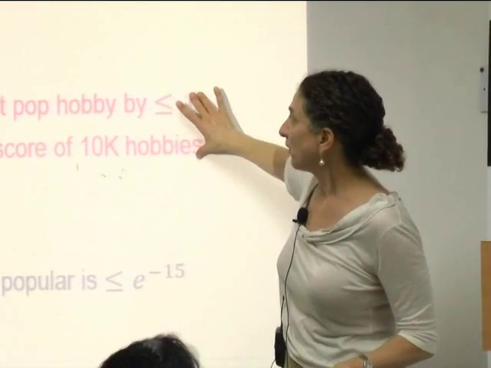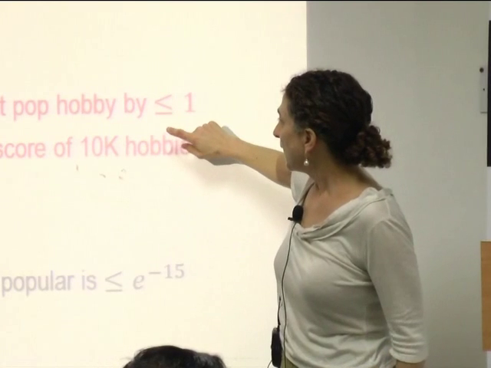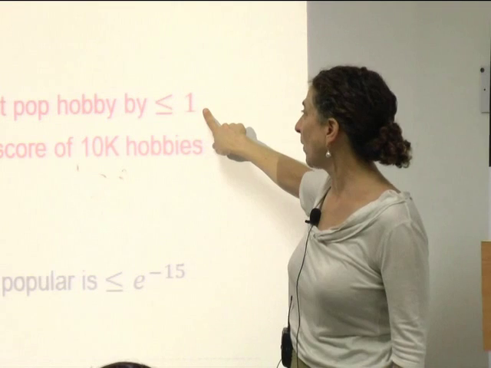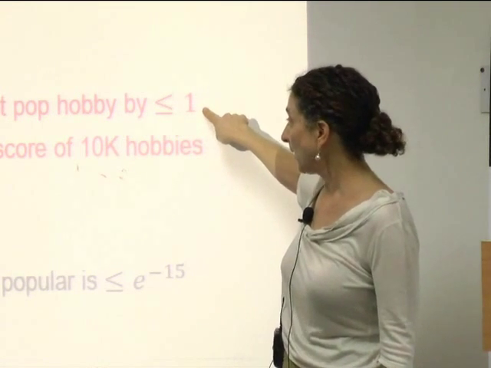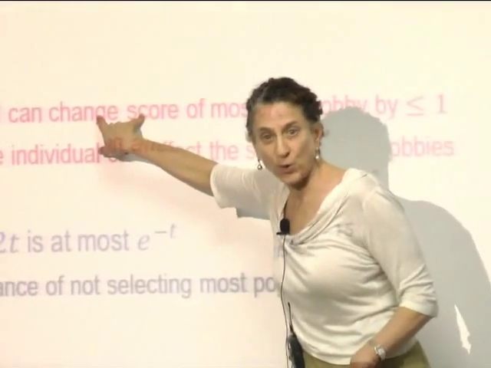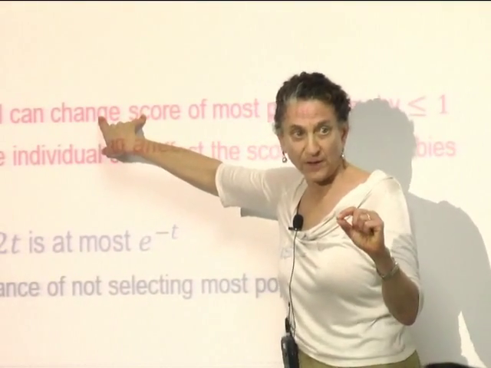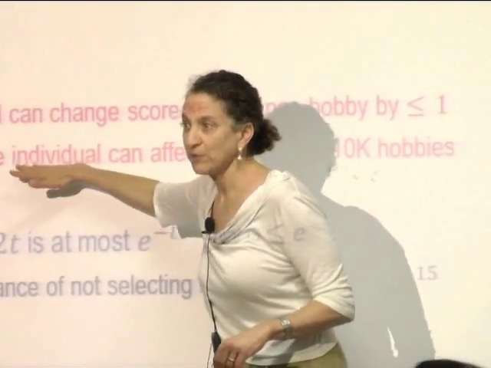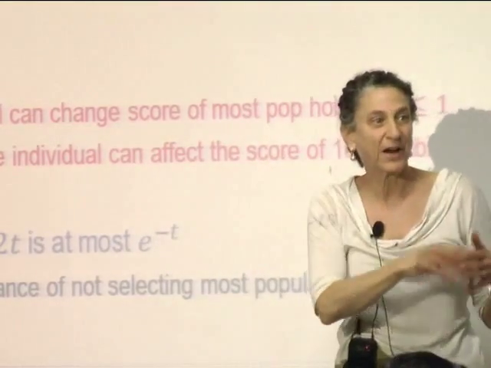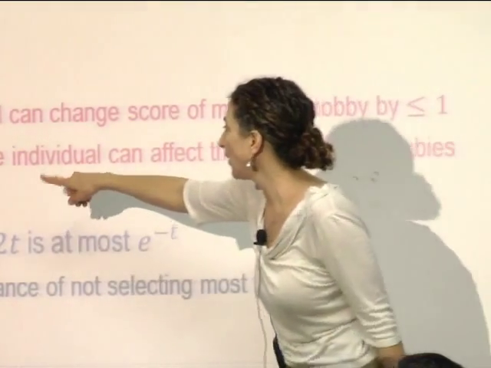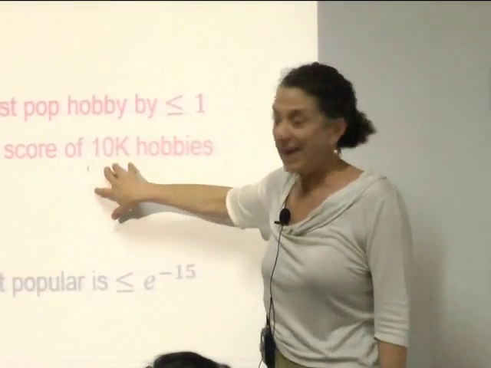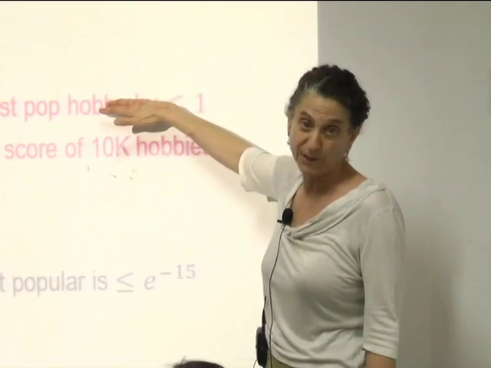So the key point here is adding or deleting one individual can change the score of the most popular hobby by at most 1. And that's changing the score of the most popular, as opposed to what happens when we look at the vector of counts for the popularity of each of the hobbies. Adding or deleting one individual can affect the score of maybe all of the hobbies. And this is what gets to be exploited in the exponential mechanism.